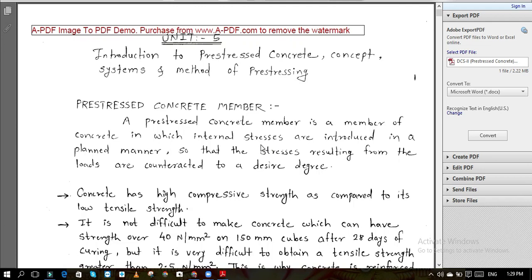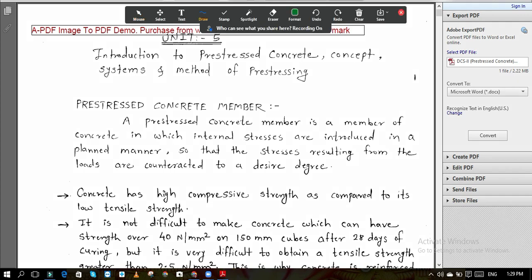Today we will see pre-stress concrete. This is one of the parts for the competitive examination. So what we are going to see: what is pre-stress, what is pre-stress concrete, and what are the systems of pre-stressing.